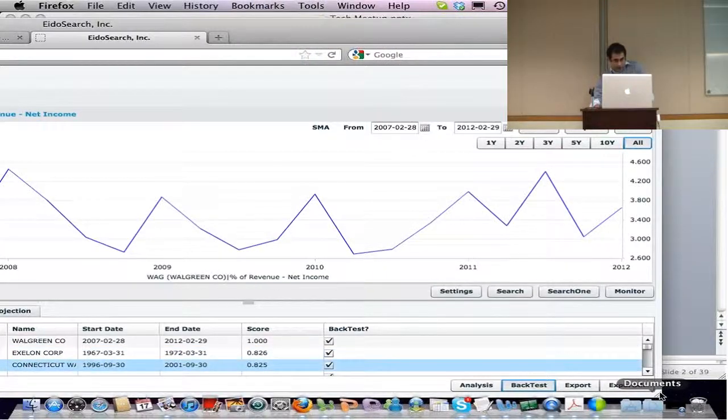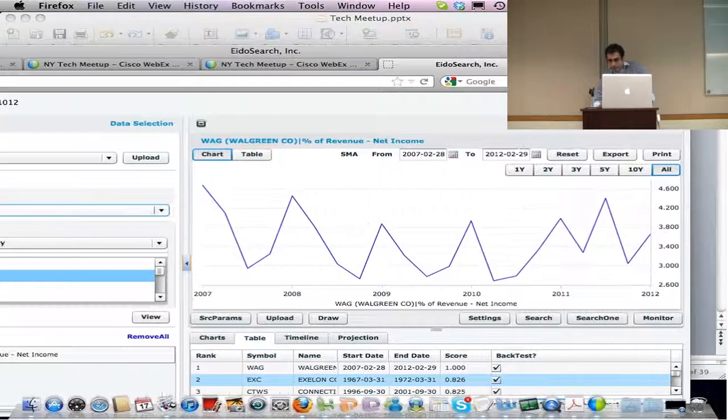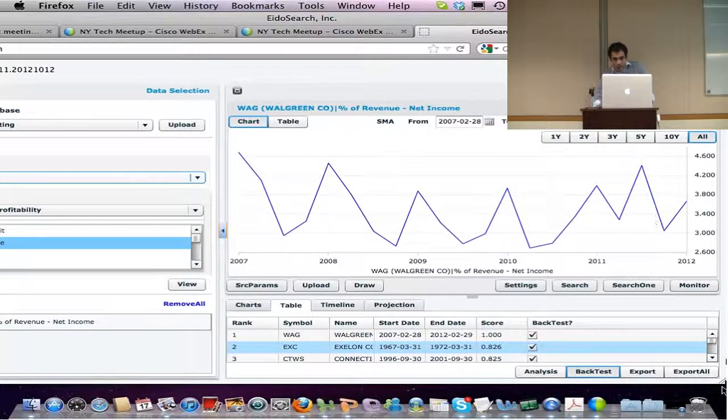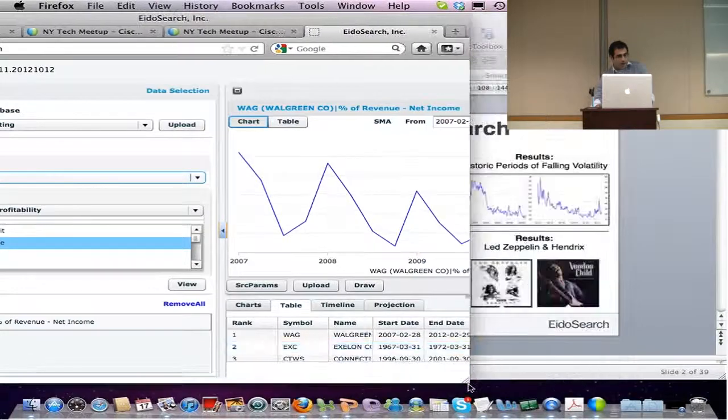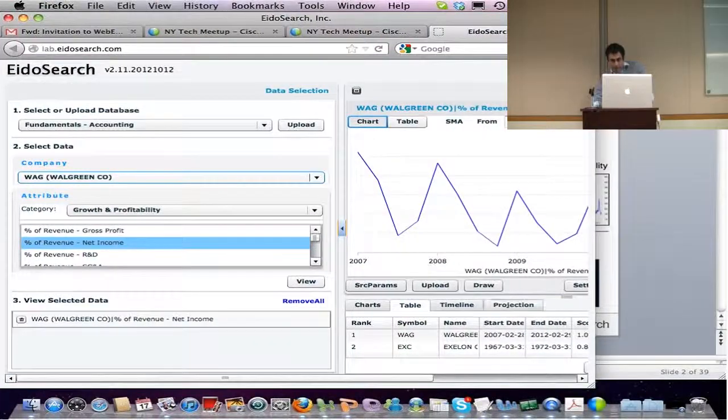This is a tech meetup, so this is just to show the software itself. Now, this is a SaaS product, so it runs over the web. We can also install on the client side to bring in proprietary sets of data.